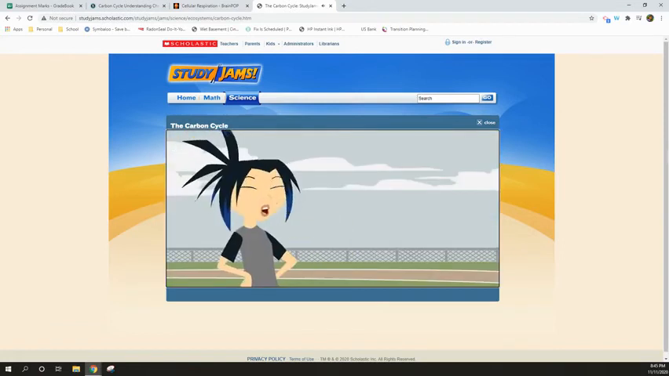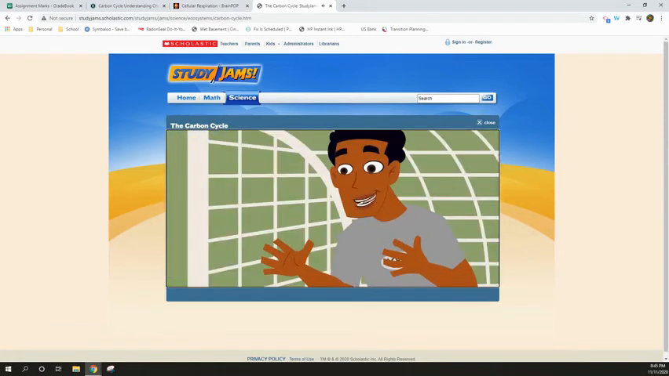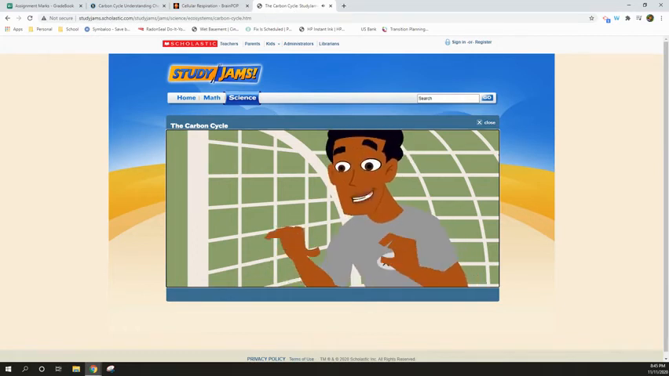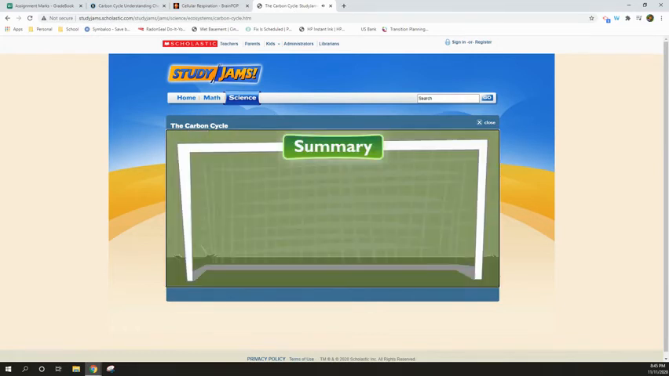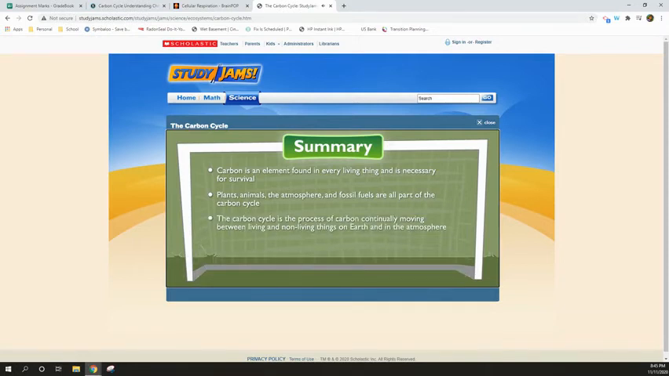The carbon cycle continues. All right, Mia, take a shot and give me the replay of the carbon cycle. Okay. Carbon's an element found in every living thing. It's a must for survival. Plants, animals, fossil fuels, even the atmosphere are all part of the carbon cycle, the continuous cycle of carbon moving between living and non-living things on Earth and in the atmosphere.